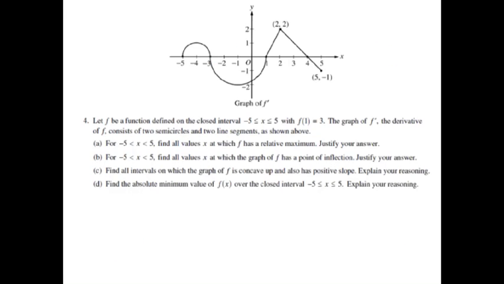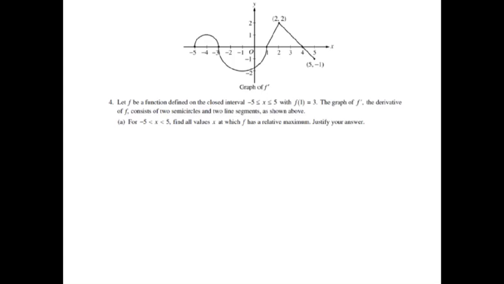Alright, first take a minute to read the problem thoroughly. Okay, part A says, for all values between -5 and 5, find all values x for which f has a relative maximum and justify your answer.